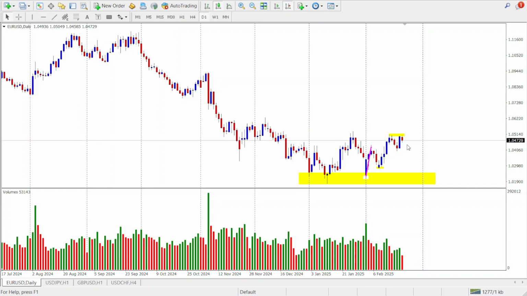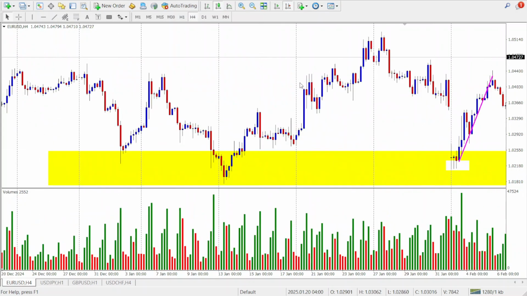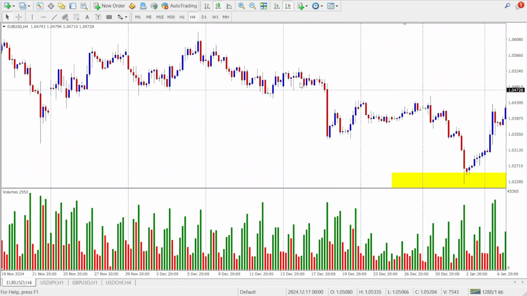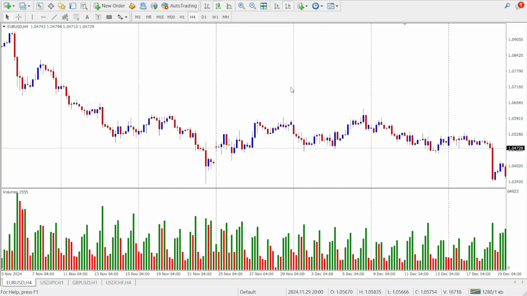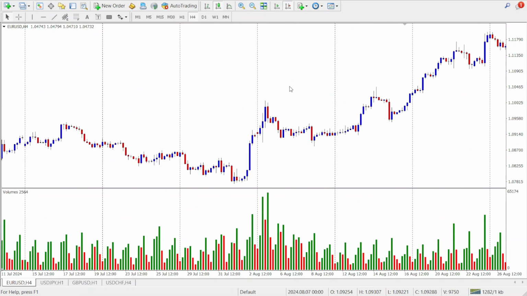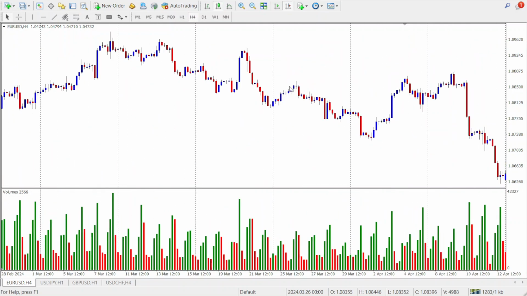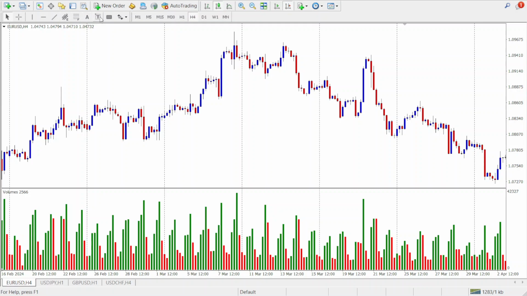Sometimes price will fake out past a supply or demand zone before reversing. So it happens in some scenarios. Let's see if we can find one example where we had a fake out only for price to reverse back in the direction of the trend. I think we had something like that around here, right?